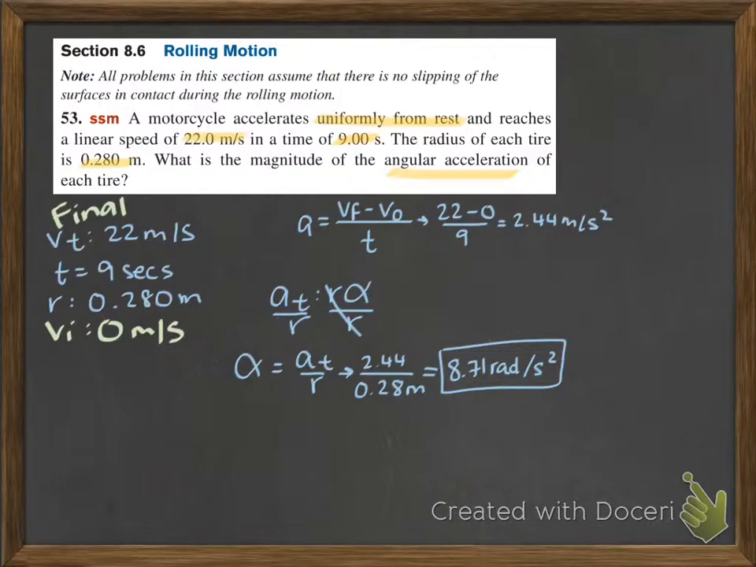Okay, so the acceleration is final velocity minus initial velocity over time, so 22 minus 0 over 9, which gives us 2.44 meters per second squared. So we already have the, forgive me, we already have the tangential acceleration. So we can use the formula tangential acceleration equals radius times angular acceleration to find our angular acceleration. You would use tangential acceleration over radius. So we have our tangential acceleration, 2.44, and you divide it by the radius given, 0.28 meters, to get the angular acceleration of 8.71 radians per second squared.